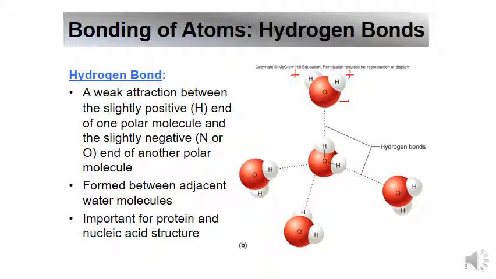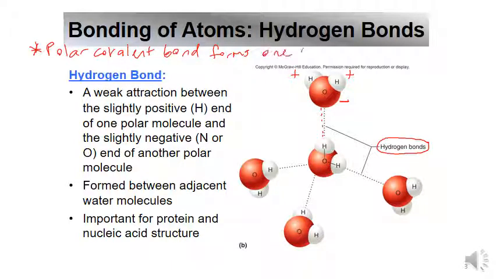So because of the charge differences, this attraction forms between separate water molecules. This attraction between the separate water molecules is called hydrogen bonding. Okay, so I always say this to students to remember. Remember that the polar covalent bond forms one water molecule. Okay, so that would be the bonds between the hydrogen and the oxygen going this way.